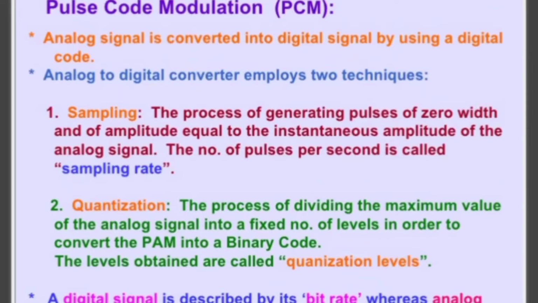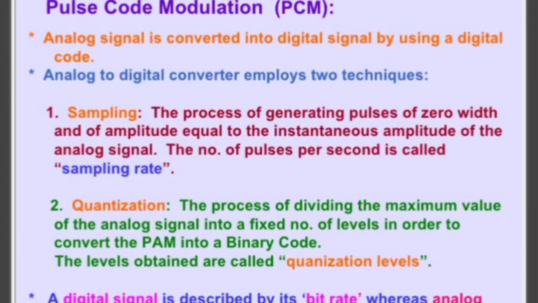Sampling is the process of generating pulses of zero width, with amplitude equal to the instantaneous amplitude of the analog signal. The number of pulses per second is known as the sampling rate. The analog signal is converted into a digital signal in two ways: one is sampling, another is quantizing. Sampling is converting the instantaneous amplitude of the analog signal into a number of pulses per second. It is known as sampling.